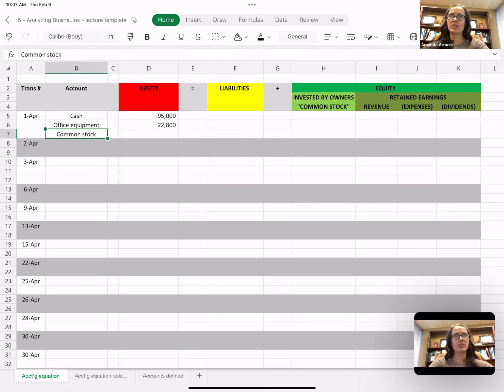And then finally, common stock. Common stock, is it asset, liability, or equity, right? We know that amounts invested by owners has its own category, right?